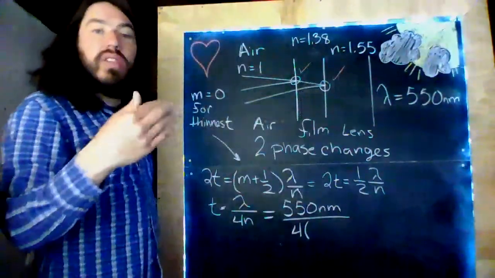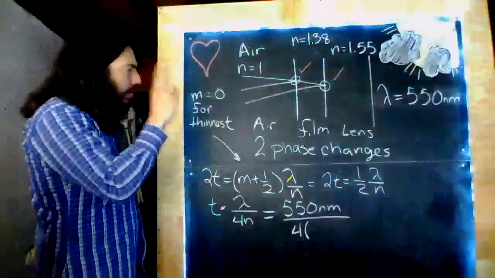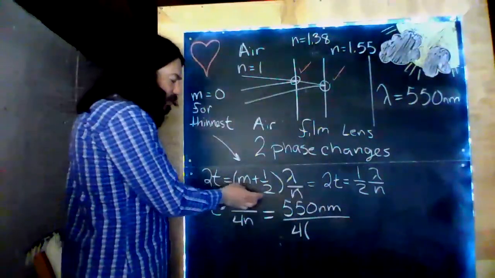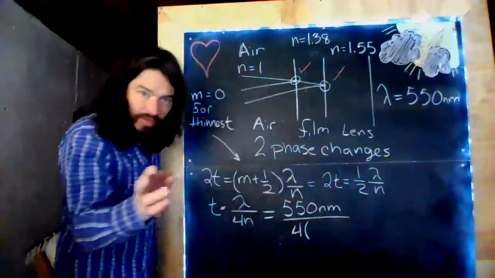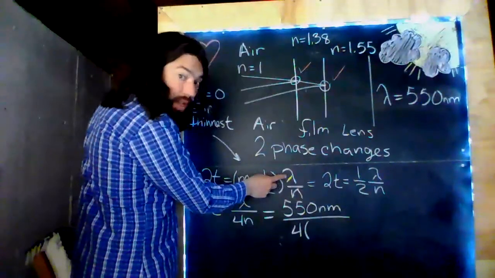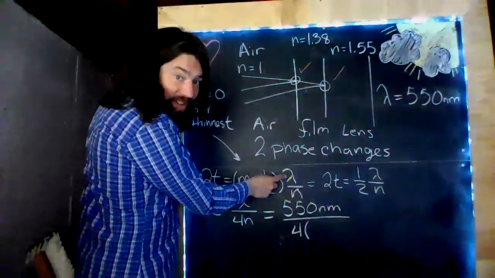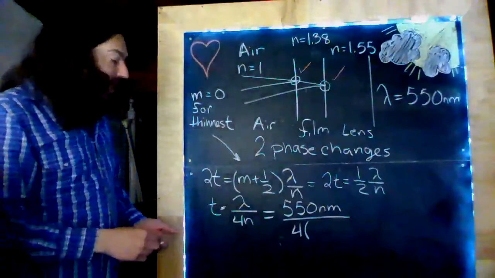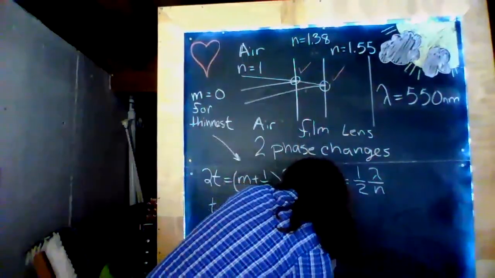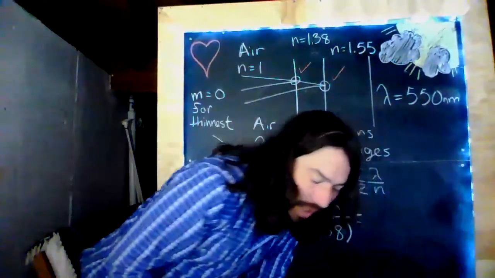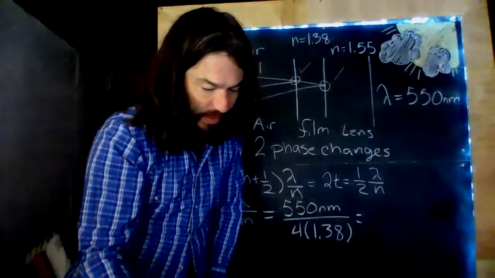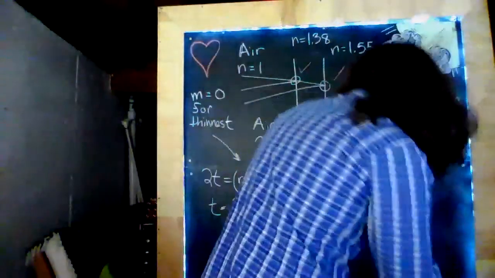It's always the n of the thin film. Remember, we can read this like an equation. Read this like a sentence. The path length difference is an integer plus a half number of wavelengths. Wavelengths where? Wavelengths in the thin film. Right? Remember, lambda is always the wavelength in a vacuum. Lambda over n is the wavelength in the film. Therefore, we put 1.38. And we get a number, and that number is about 100 nanometers.